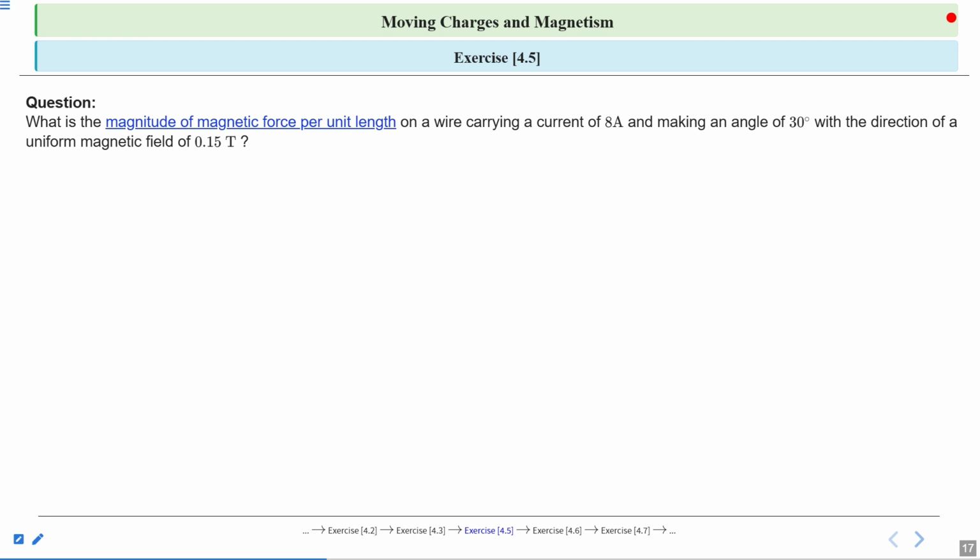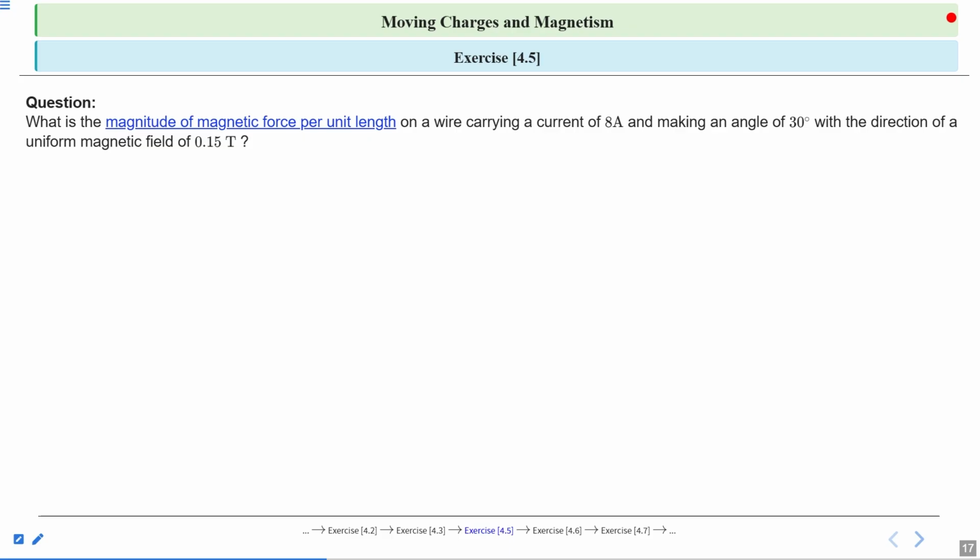So next question, exercise 4.5. What is the magnitude of magnetic force per unit length on a wire carrying a current of 8 ampere and making an angle of 30 degree with the direction of a uniform magnetic field of 0.15 Tesla? We have to find the force per unit length. The magnitude of the magnetic field, the angle theta, and the current are all given. So what is the formula for force on a current carrying conductor?